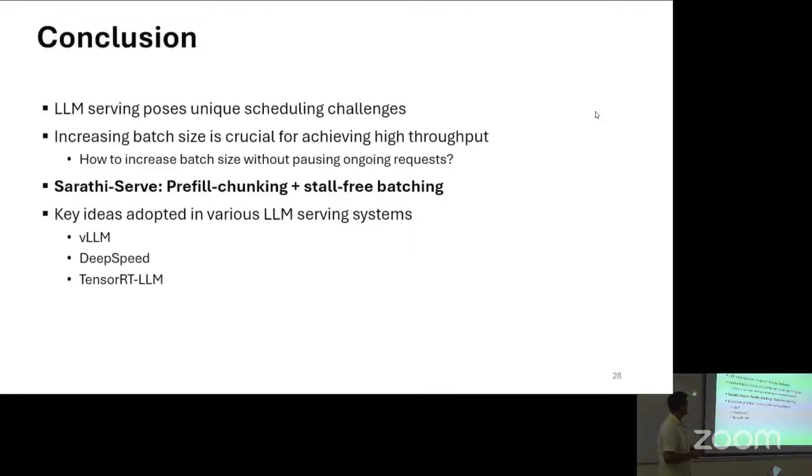And finally, this is summarizing what we have. Scheduling is an interesting problem for LLMs. You want to achieve both high throughput and low latency, which was not possible in previous systems. And with two really simple techniques, we are able to deliver both. This was simple enough that most of the serving systems today have adopted these techniques, and LLMs are served with these techniques. Right, I think I've taken more time, but we can stop here.